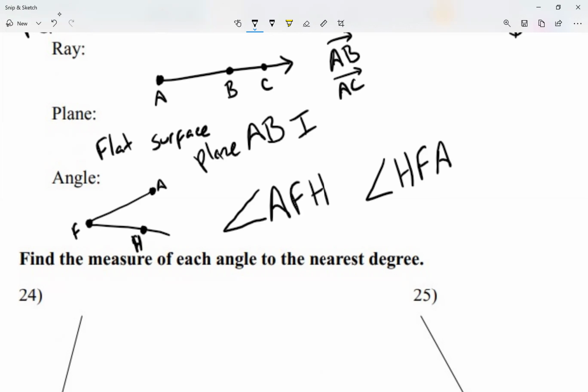Now, if I call it F, A, H, it's not the same corner. Because if you connect the letters in that order, F, A, H, that will give you the angle that I'm talking about.